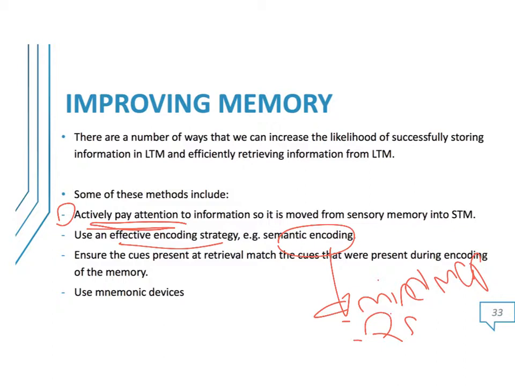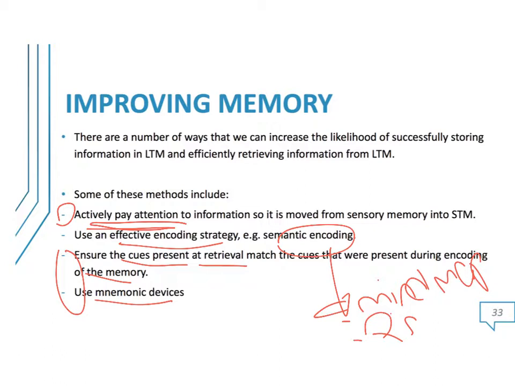They can ensure that cues are present at retrieval that match the cues that were present during encoding the memory or learning. So things like having a scent with them when they learn and recall information, and using mnemonic devices. So more specifically, we're going to be talking about the last 2 dot points.